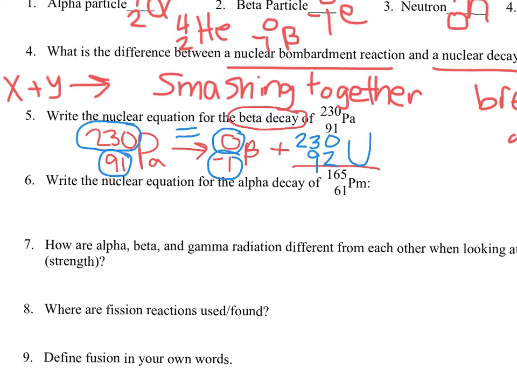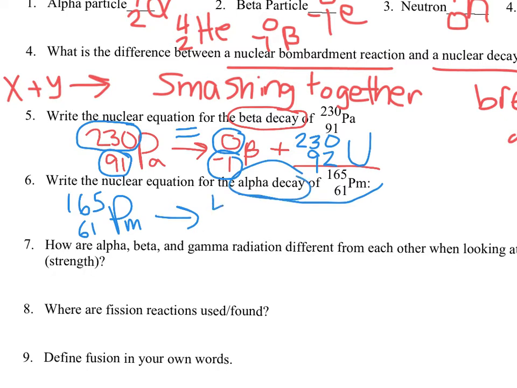Number 6, write the nuclear equation for alpha decay of promethium, which is 165/61. Okay. So if it's going to go through decay, that means this object is going to start by itself, all alone, and then after the arrow, it's going to break apart. It's going to break apart into 2 things. Alpha decay means that it's going to break apart into an alpha particle. We know alpha particles are 4/2 alpha, or you could write that as 4/2 He, but that's not going to balance out, so we must need something else.